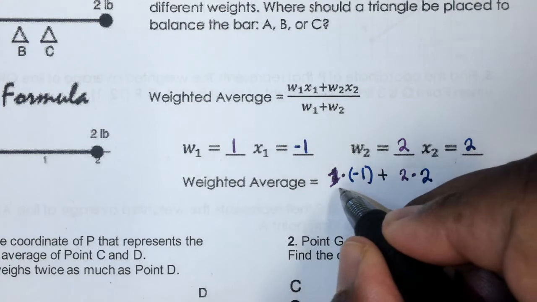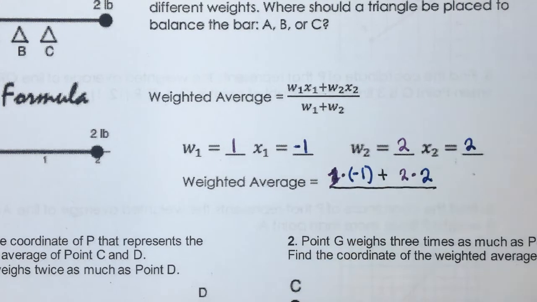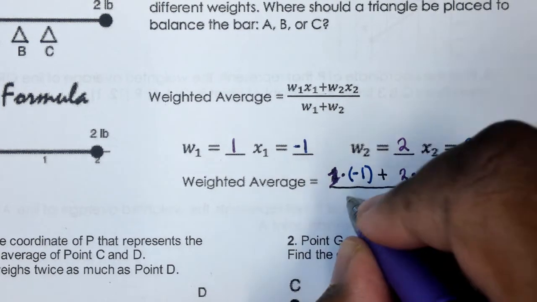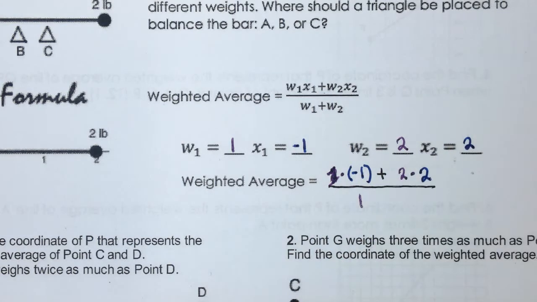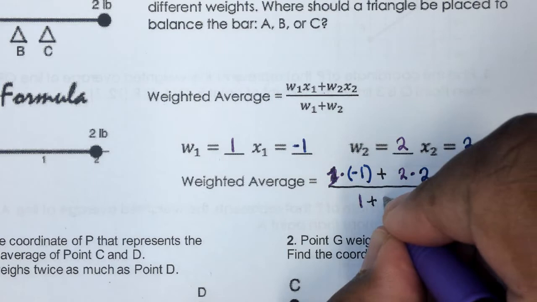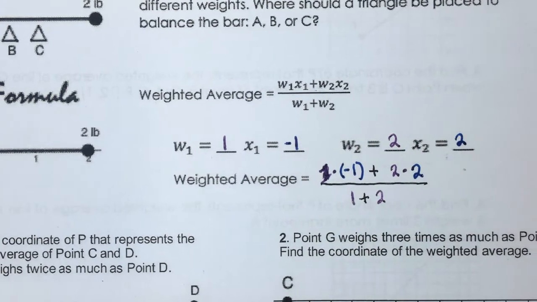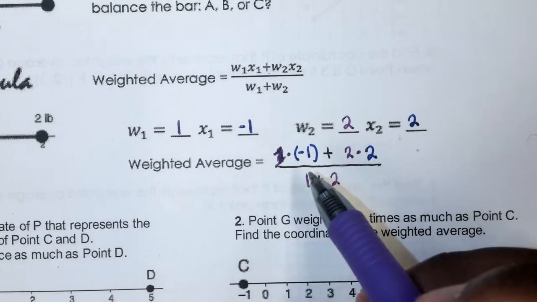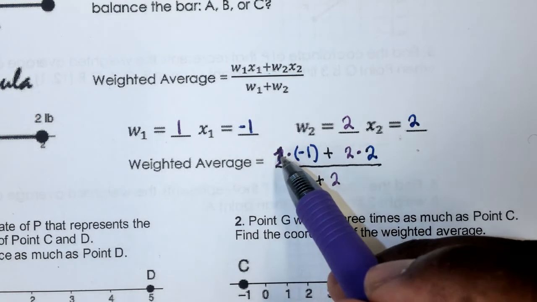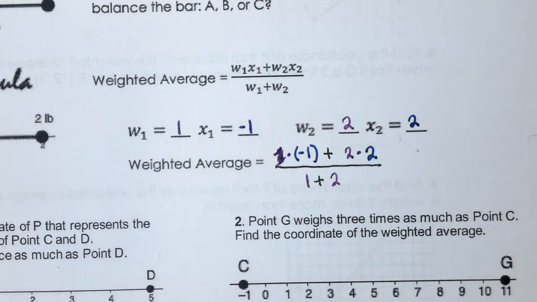On the bottom, you add the two weights together. So it'll be weight 1, which is 1, plus weight 2, which is 2. So that's what it should look like written out. Once again, this is a 1. It was a typo. Alright.